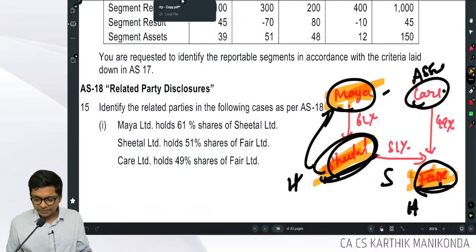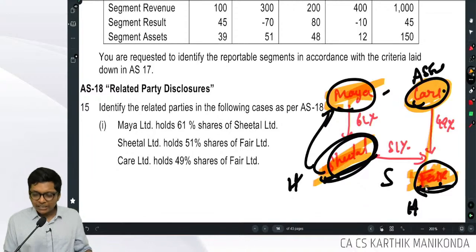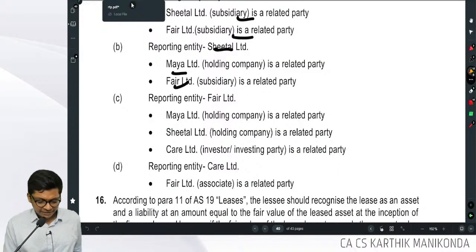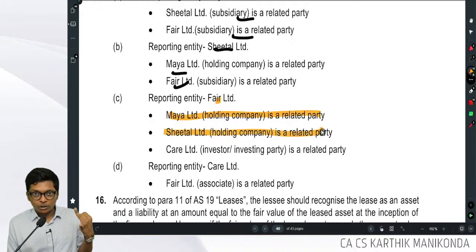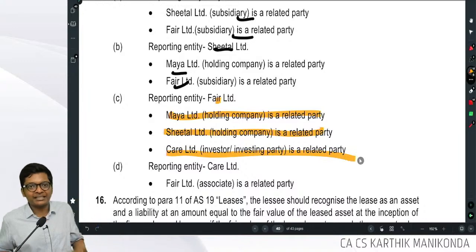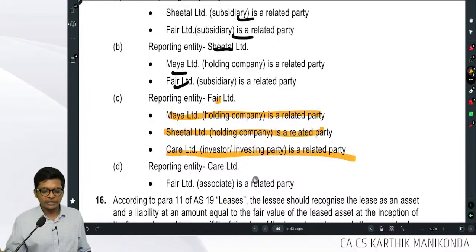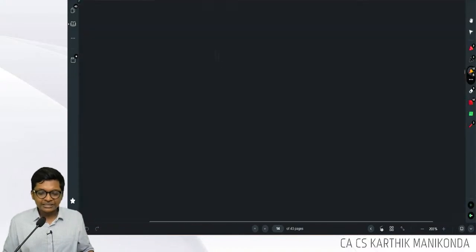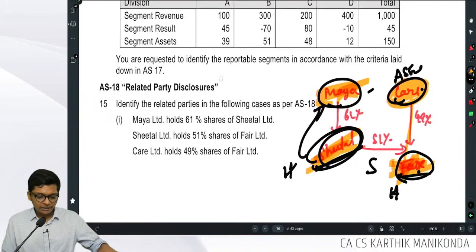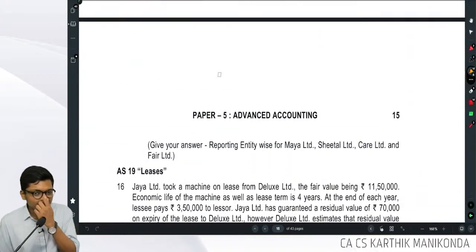For Car it's simple. For Car it's only Far because associate. Associate, it's basically an associate entity, related party. For Far, if you see, we have two holdings, Maya and Sheetal. Both are holding and ultimate holding. And Car is the investor, investing party, the other associate over here. So simple, you just draw around. They haven't even gone to the detailed discussion of the definition. Okay. AS 18, that's the kind of questions you can expect.